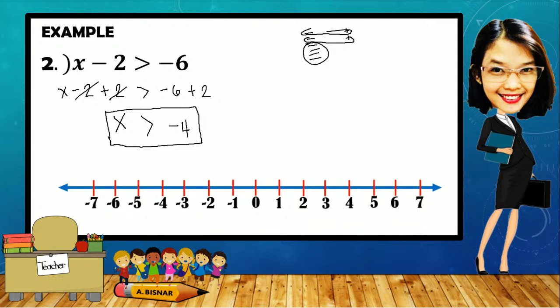So, hahanapin natin yung negative 4. Ito siya. So, we will use circle with no shade, and then papunta sa kanan, kasi nga, it is greater than. Next.